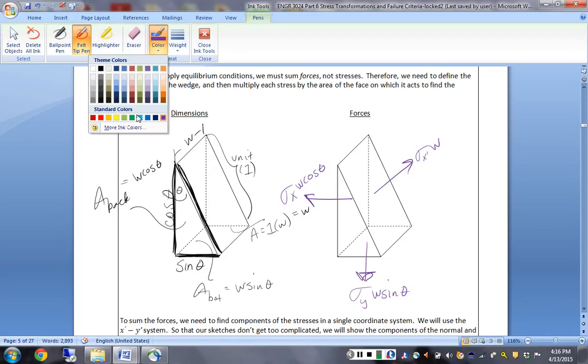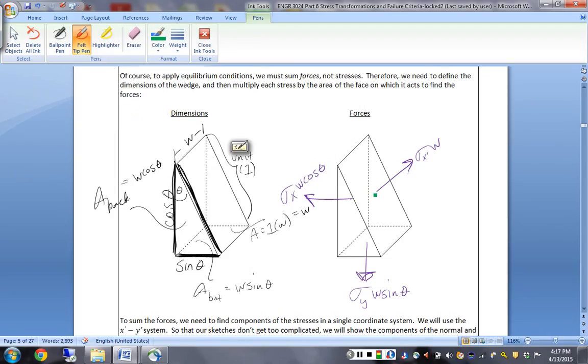Then my shears, we got this guy is tau x prime y prime times w. This force is tau xy w sine theta. And this guy, tau xy w cos theta.